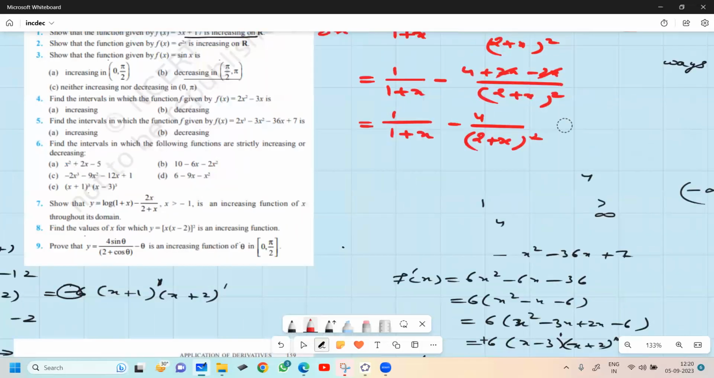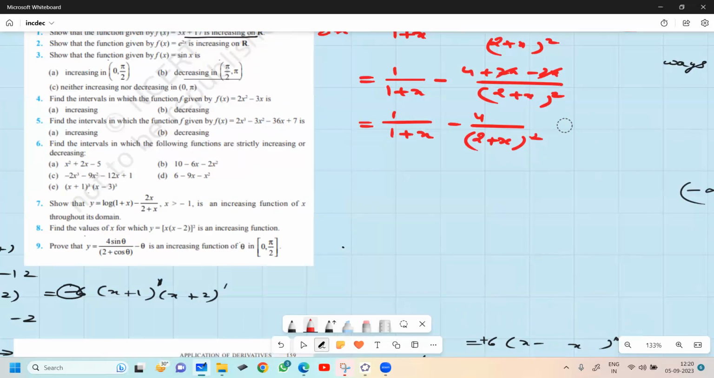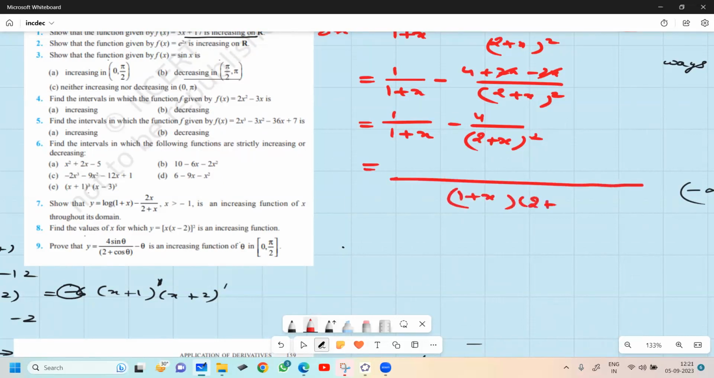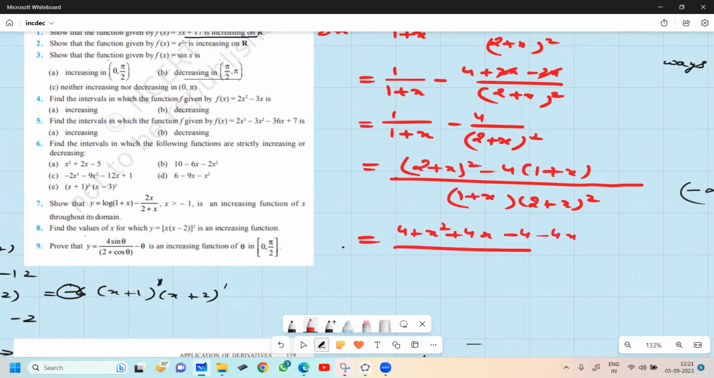So if I take the LCM over here, 1 plus x into 2 plus x whole square. That will give me 2 plus x whole square over here and minus 4 into 1 plus x over here. So I am getting 4 plus x square plus 4x minus 4 minus 4x upon 1 plus x and 2 plus x square.